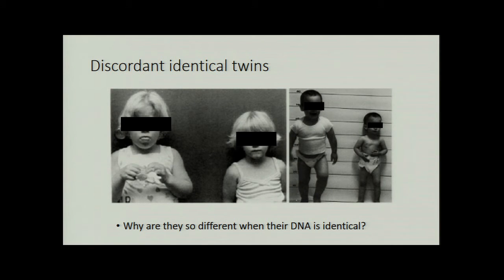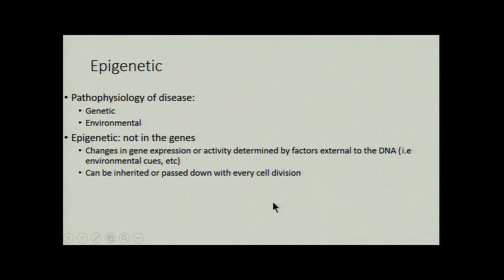So this brings up the topic of discordant identical twins. Why is it that even though these twins are genetically identical, they look very different? One twin has a very large tongue and is much larger than the sibling who looks otherwise unaffected. And the reason that they're different is because of epigenetics.